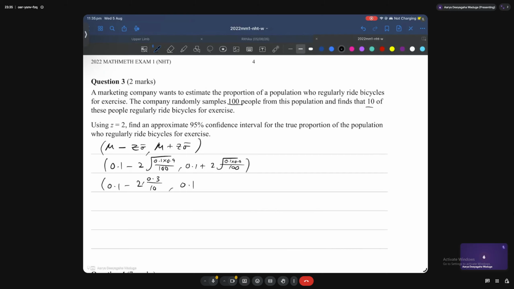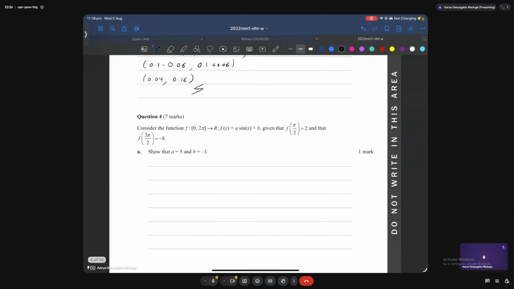So that looks a little weird. Plus 2 times 0.3 over 10. And essentially, that's going to be 0.06. So 0.1 plus or minus 0.06. Okay, cool. So we get 0.04 to 0.16. There you go. Sorry, kind of rusty on that one.